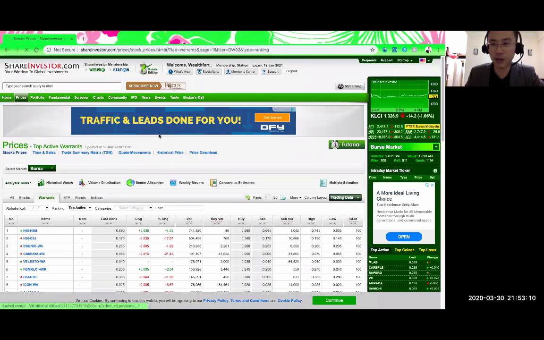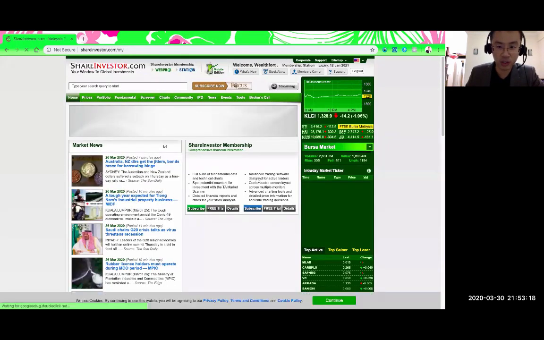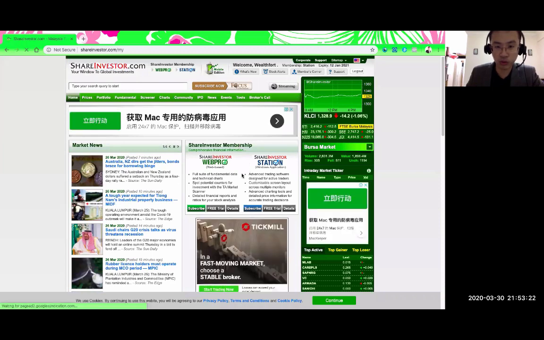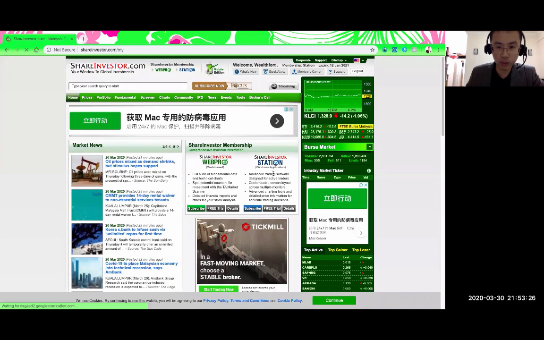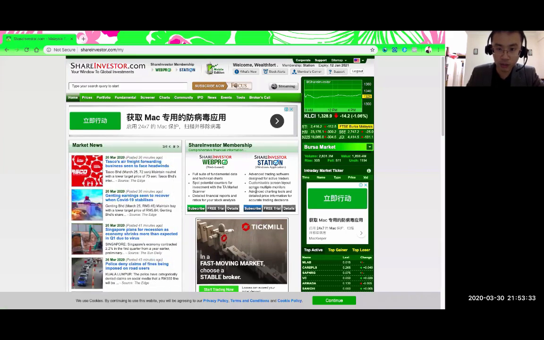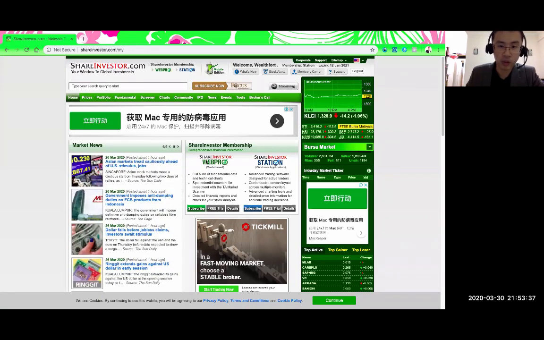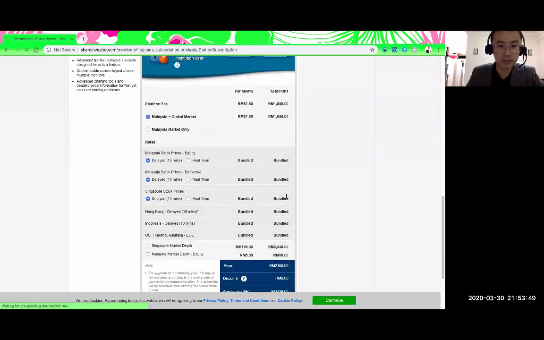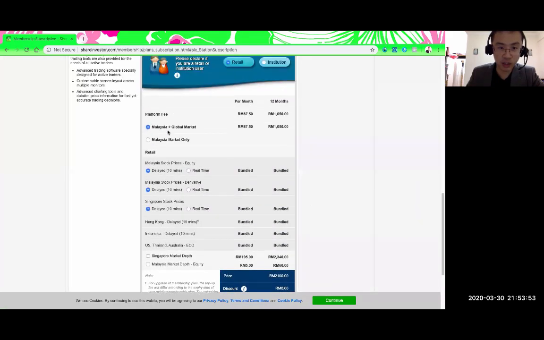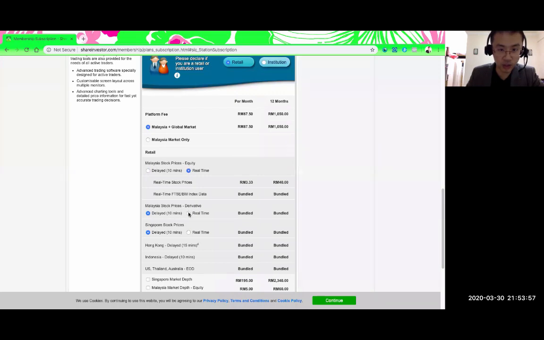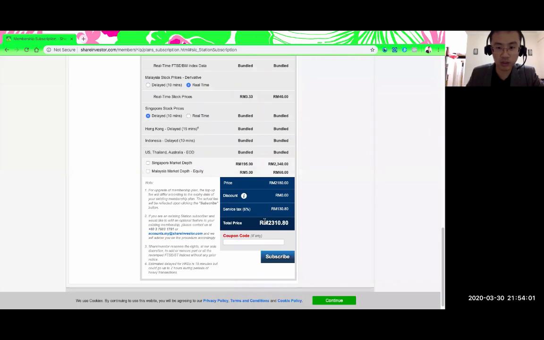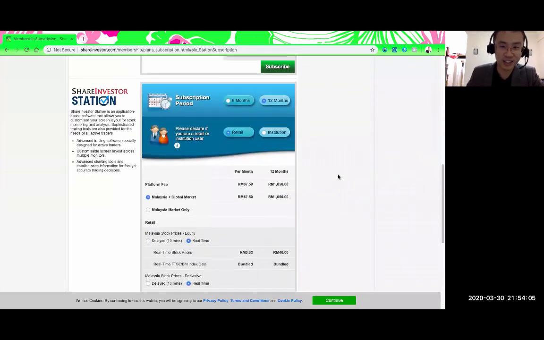But let's find out how much. Let's go to the homepage. Let me show you how much ShareInvestor Station costs. ShareInvestor Station costs a few thousand. So in the ShareInvestor platform, there are two software: ShareInvestor WebPro and ShareInvestor Station. WebPro is web-based. ShareInvestor Station is a Windows application. It has advanced trading software designed for active traders, customizable screen layout, and advanced charting tools. WebPro has all the information that I showed you just now, but ShareInvestor Station is more advanced. Of course, more advanced means that you need to pay more money. So for ShareInvestor Station, if you pick Malaysia and global market, you get Malaysia real time, futures real time, Singapore delay, at 2003. All right, so this is the difference in terms of price.